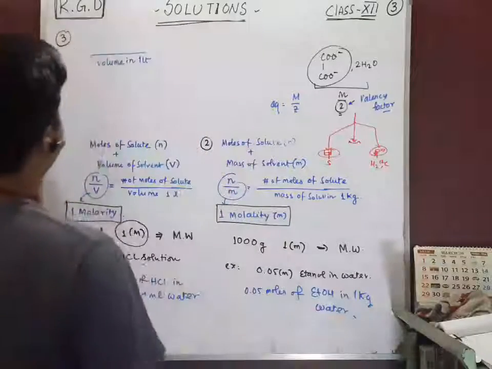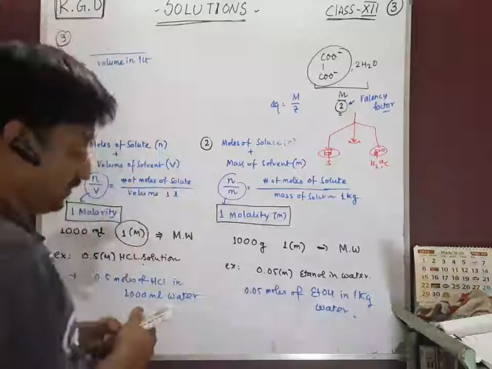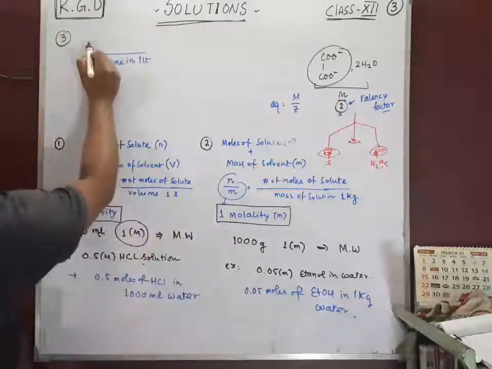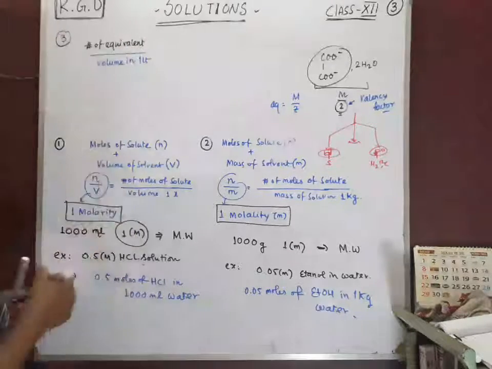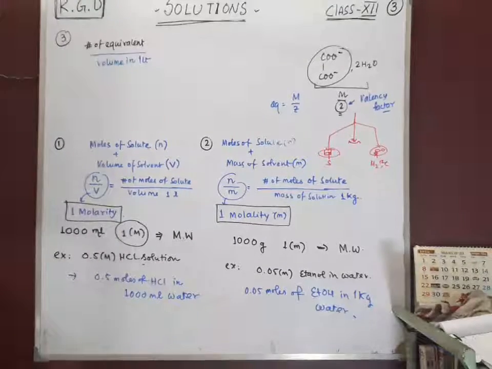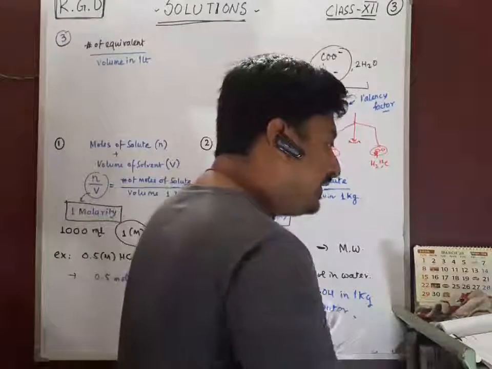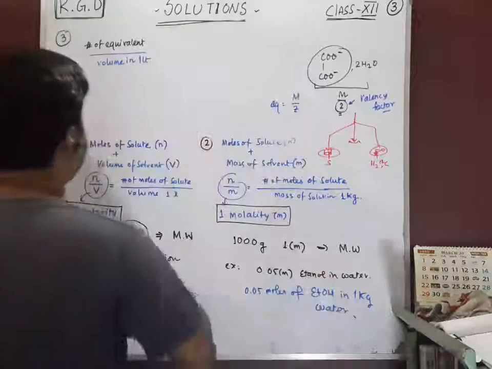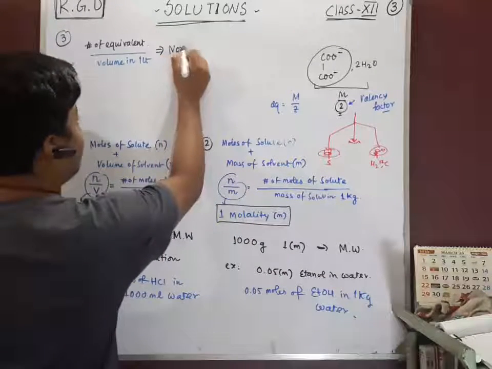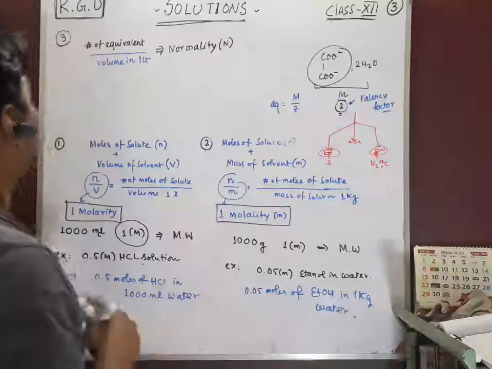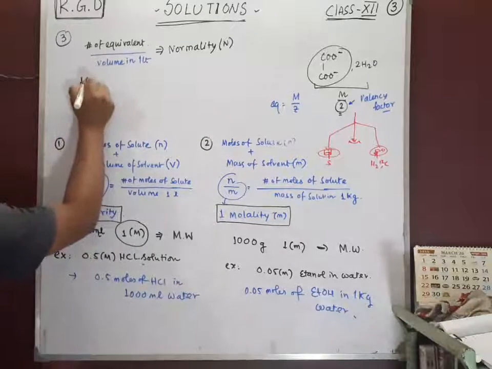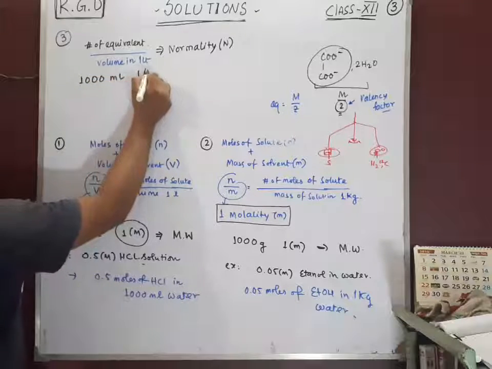So if, instead of the moles of the solute, I use here the number of equivalents, what will happen? In this case, this term is known as the normality, defined by N. So in 1 liter, that is 1000 ml, one normal solution will be equivalent to one equivalent weight.